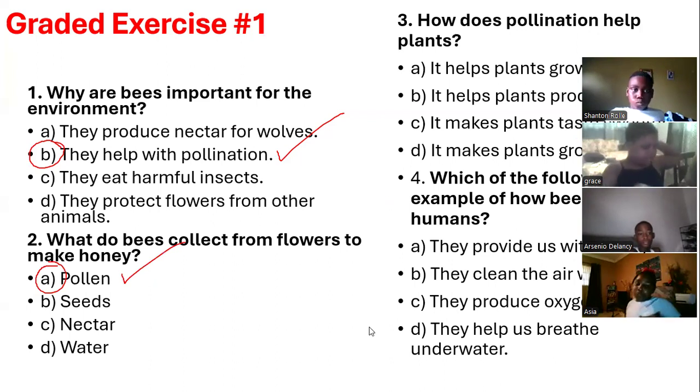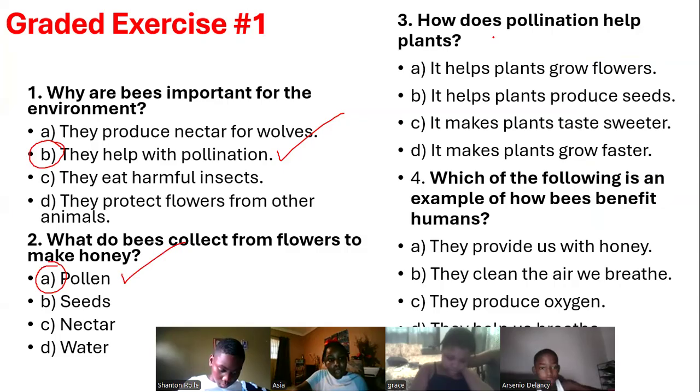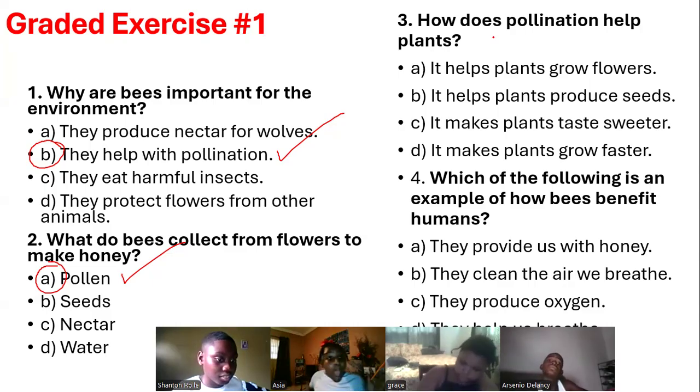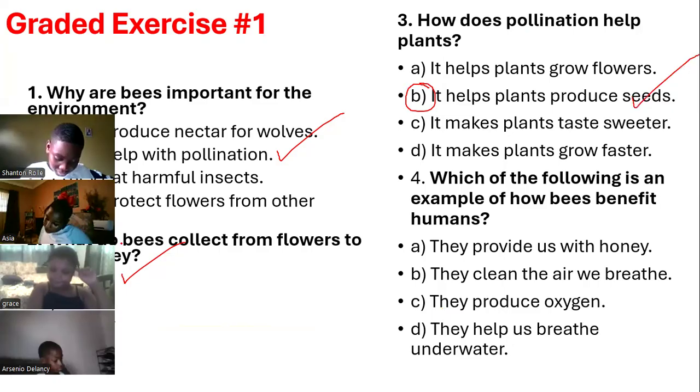Number three. How does pollination help plants? What did y'all have for that one? I put A. I put B. A, it helps plants grow faster. No, it helps plants produce seeds. The answer is B. So the correct answer is B. If you got that right, please put a tick. If you got it wrong, make the correction.